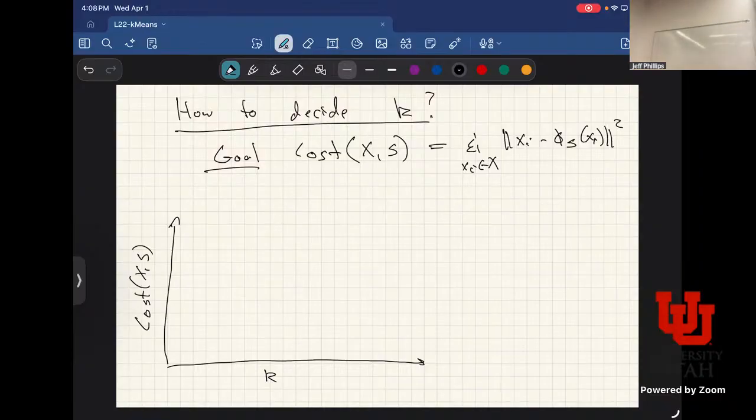I can run this for different values of k, and I can plot k on the x-axis. So now, what's going to happen when I plot this? What do you think will happen? Will there be a nice sweet spot that tells me where to pick k? What's this plot going to look like? It's going to look like this, and then I'll say, I should pick k here. Is this the right plot?